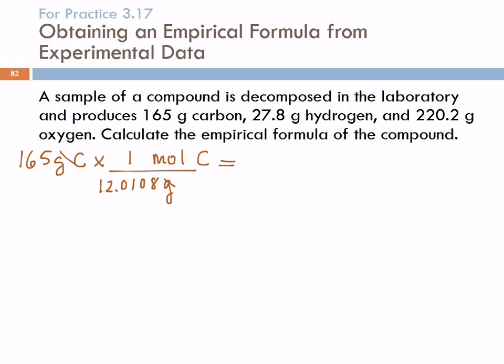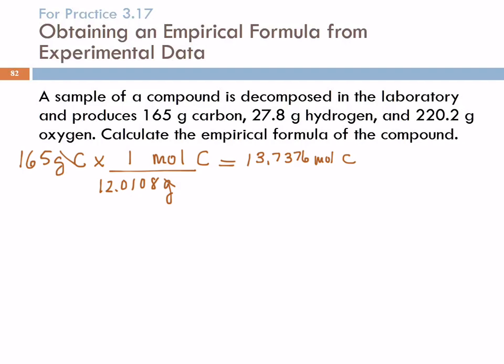Sometimes students will round things off, and because they're rounding too much, they end up with the wrong subscript. So my calculator here is giving me 13.7. Now that would be the last sig fig following the rules, because this is 165, 3 significant figures. I would definitely not want to round this to 14. That would be a bad idea. The 13.7, I'm going to go ahead and write down a couple more. That's definitely safer. So I'm going to write down 2 more at least. I'm going to go for 3 because I don't like rounding. So that many moles of carbon.